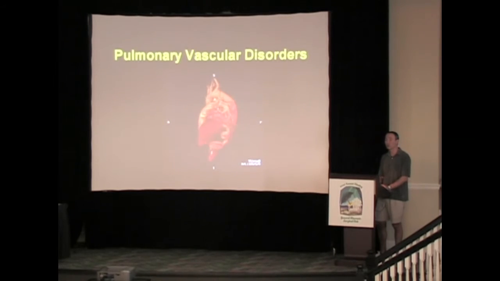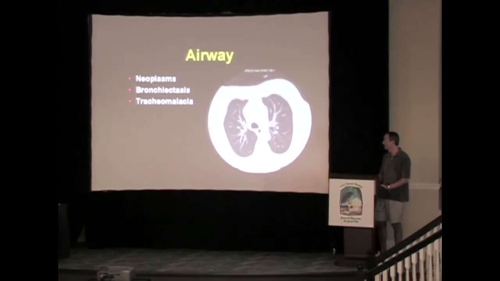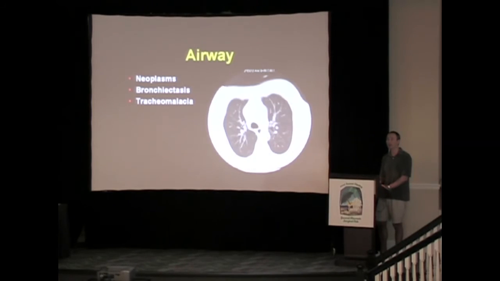Pulmonary vascular disorders certainly can help to identify things like pulmonary AVMs, which we see in this image, and nicely demonstrating your feeding and draining vessels. For the airway, I've shown you some examples of neoplasm already.